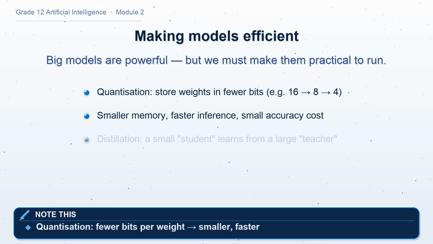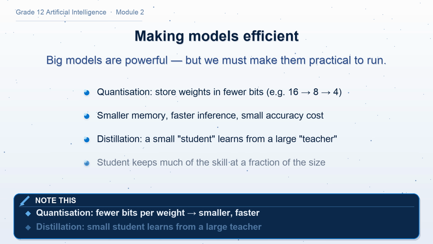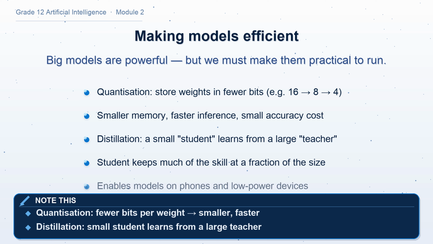The second is distillation. A small student model is trained to imitate a large teacher model. The student keeps much of the teacher's skill at a fraction of the size. Together, these let capable models run on a phone or on low-power devices far from a data center. Now let's see where all of this matters in the real world.